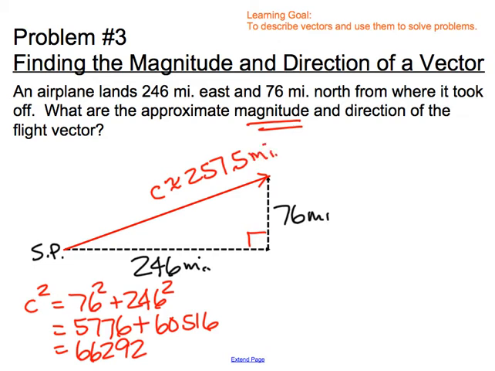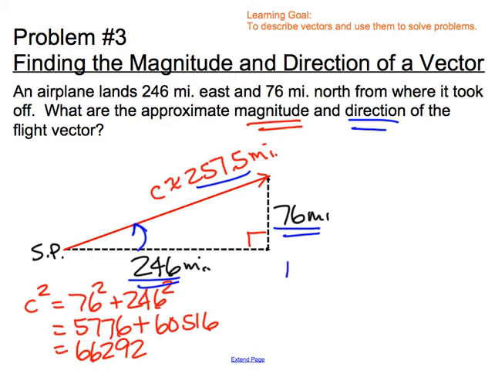Now, to find the direction, we need an angle measure. For that, we're going to have to use trig. A lot of people make the mistake of using this length in their trig function. Unfortunately, that's not a precise measure. So what we want to use is the 76 and the 246. If we're trying to find this angle, that gives us the opposite and the adjacent.